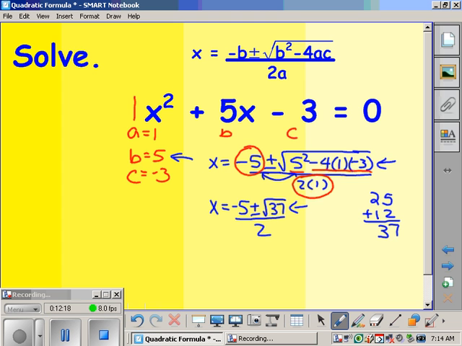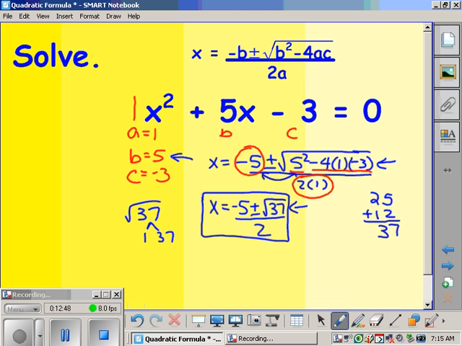Now, in this case, if we could do a factor tree for 37 and simplify it further, we would. But notice when we do it, the only factors of 37 are 1 and 37, so it cannot be simplified any further. This means in order to get your two x-intercepts or your two answers, you would really need to use a calculator, and your answers are going to be irrational answers. They will be decimal amounts that you would have to round, and then you'd graph decimal amounts on the actual coordinate plane for your x-intercepts.